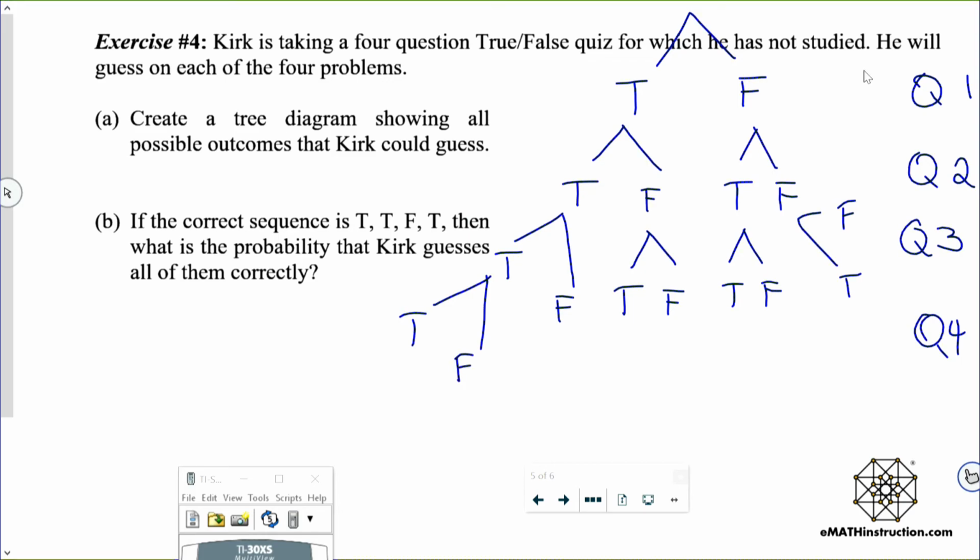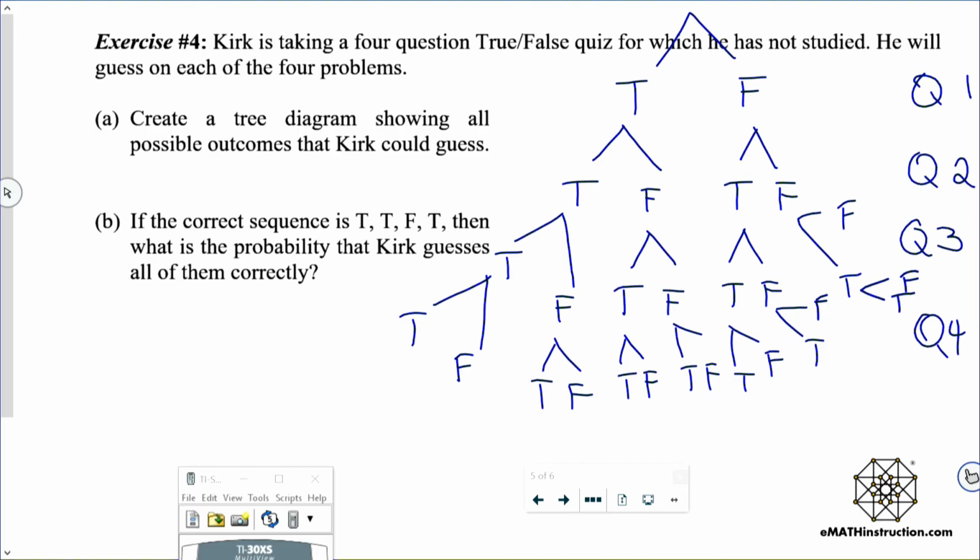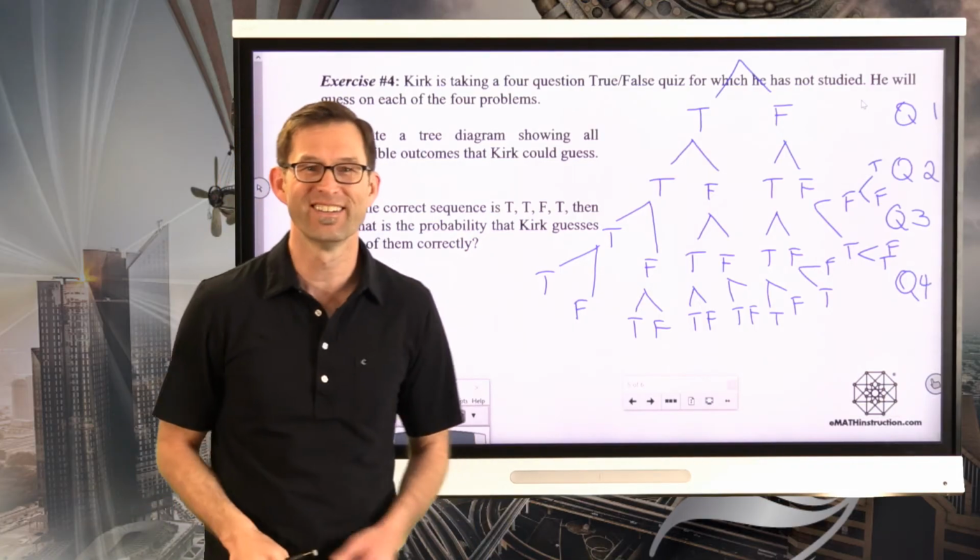true false, TF, etc. I don't think you need to hear me continue to say true false. Whoops, maybe put the F up here. This is apparently a tree that's growing all over the place and upside down.